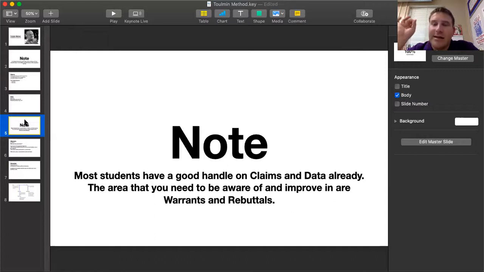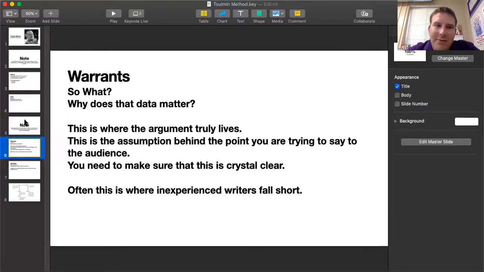The general audience is not interacting with the same information that you have, so you need to paint the picture out. You need to connect the dots for the general audience and show how your data connects to your claim. You need to explain why this data is relevant to the claim that you are making. And that's all the warrant is. The warrant: so what? Why does this matter?